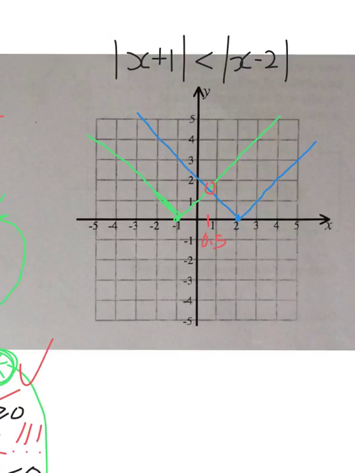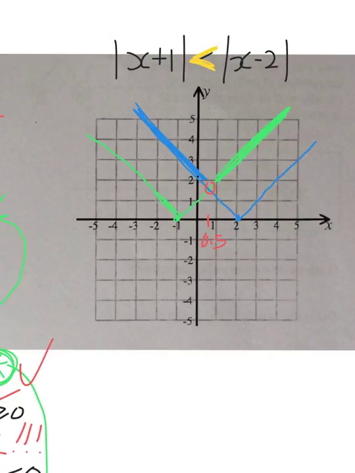Now if we are on the right of 0.5, the green line is on top, as you can see here. That green line's on top over here. But if we are on the left of 0.5, the blue line is on top. Now what do we want? Well, coming back to the question, we want, I'll show it in yellow, the x plus 1 absolute value to be less than the x minus 2.